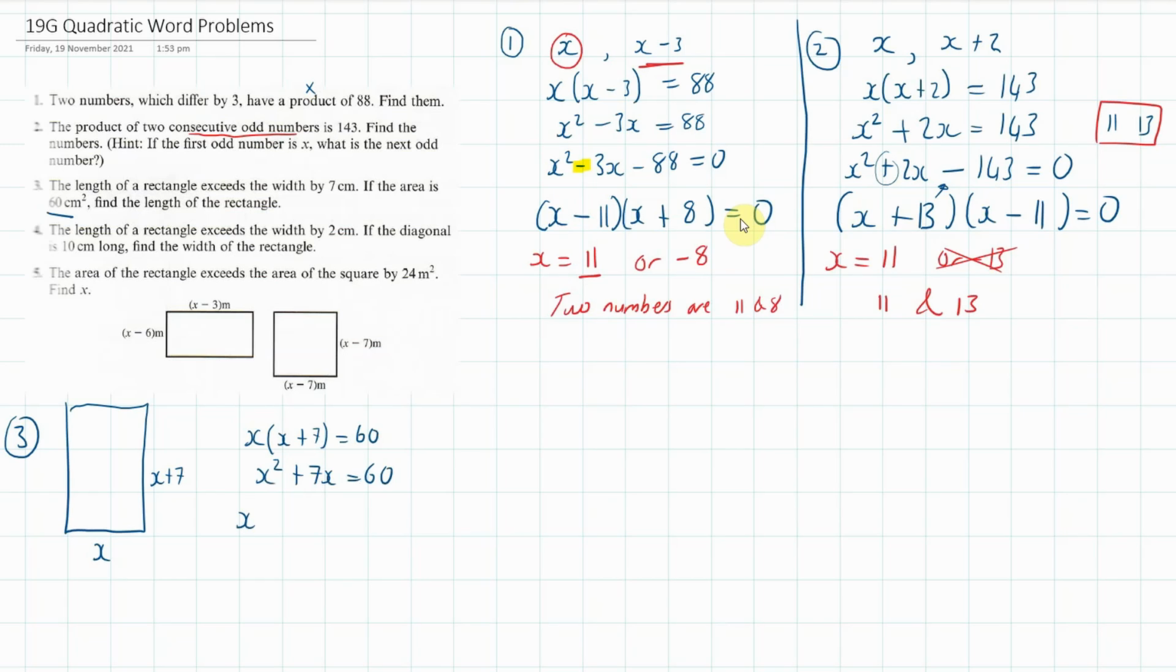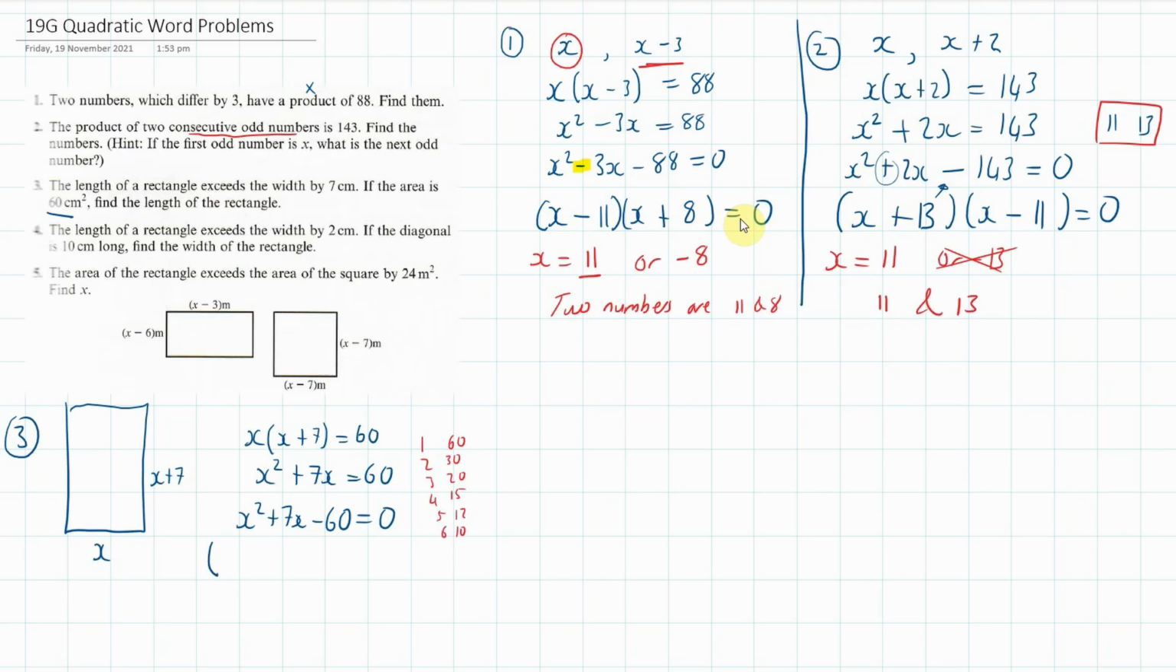We could bring that 60 across to the left-hand side by subtracting it. And then we could factorize. Now let's think of our factors of 60. Maybe I'll just pop them here in a different color. 1, 60, 2, 30, 3, 20, 4, 15, 5, 12, 6, 10, and that's it. So those are our factors.